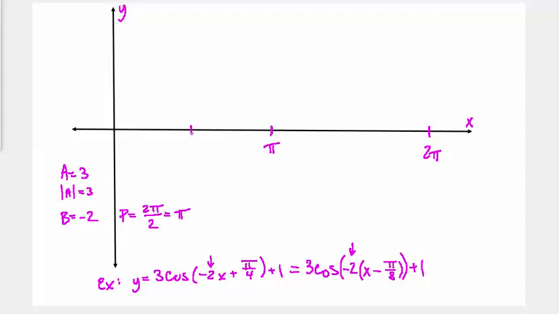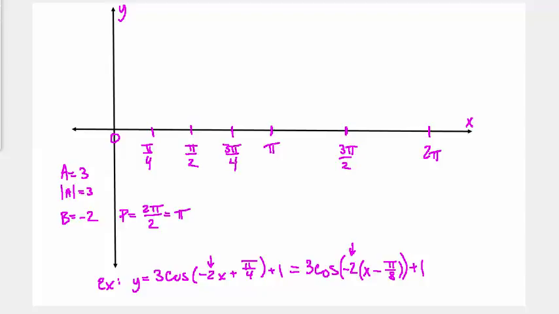I'll cut each of those pieces in half. So from 0 to pi, I have pi over 2. And from pi to 2 pi, I have 1½ pi, which is 3 pi over 2. And then I'll cut each of those in half one more time to get pi over 4, 2 pi over 4, 3 pi over 4.